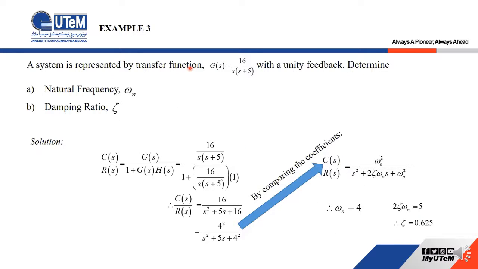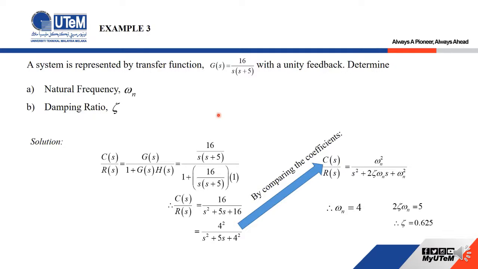Let us look at this example. In this example, we have to determine the natural frequency omega n and the damping ratio zeta. The system has the transfer function G(s) equal to 16 over s times (s plus 5). This is a closed loop system with unity feedback.